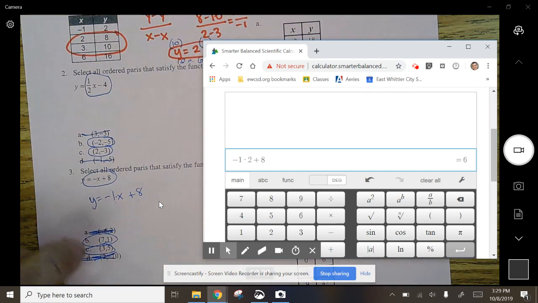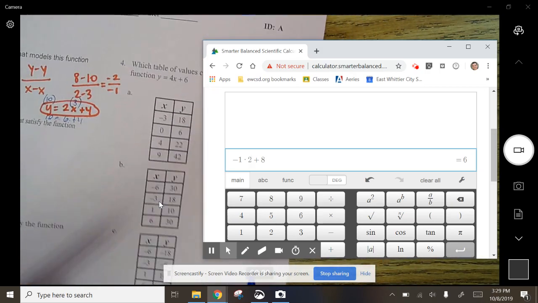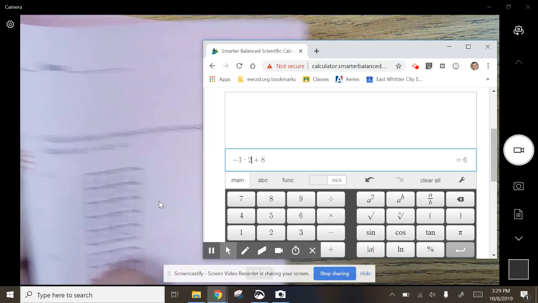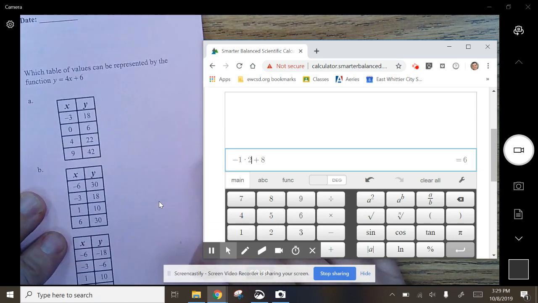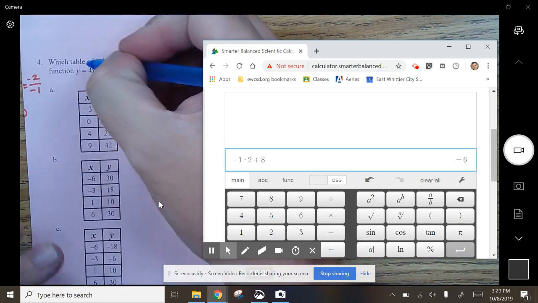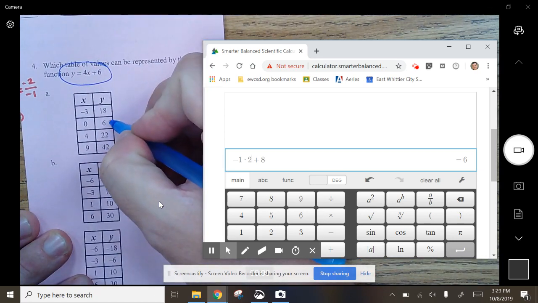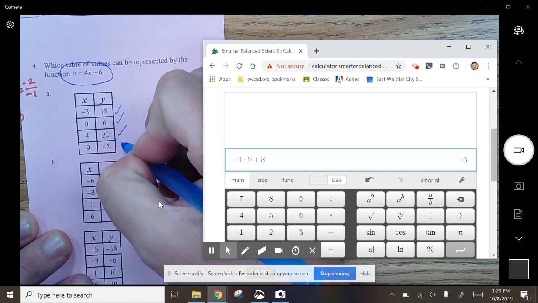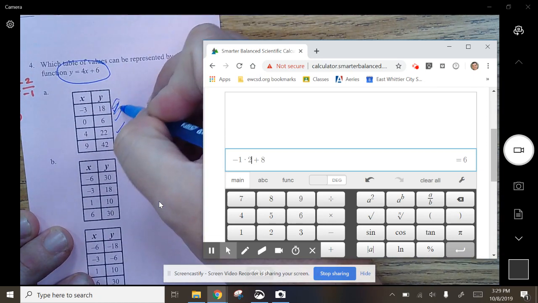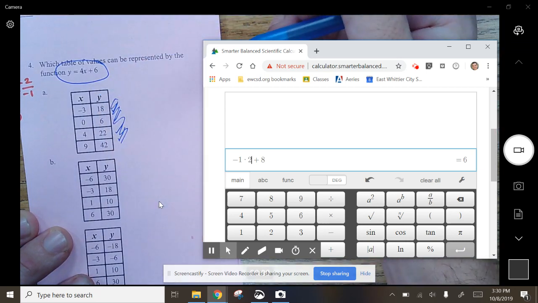All right. For number 4, some people kept struggling with number 4. Let me move this aside. Number 4, basically you're trying out every one of these points to see if they check out, if they work in the actual equation. If they all work in this equation, then the answer is true.